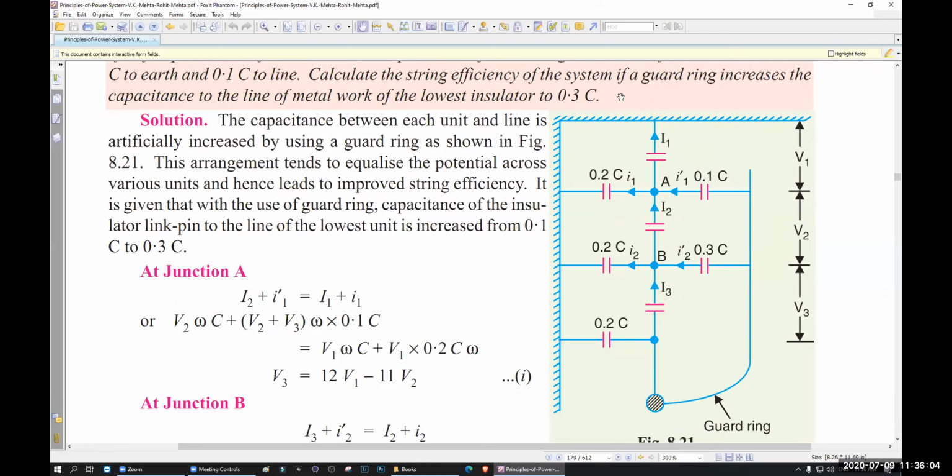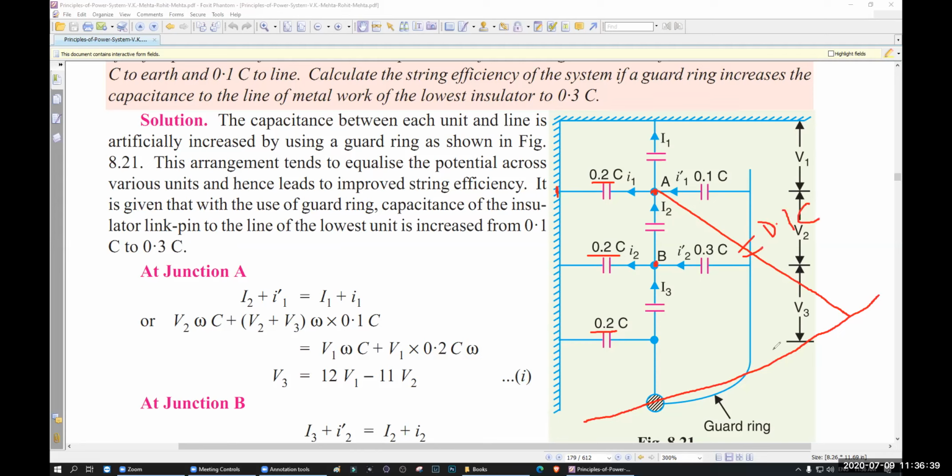That means see this one here. Previously, this is 0.2, this is 0.2, this is 0.2, from this point to earth. Line means what? You know your line is going like this, right? Your line is going like that. Now, this point to your tower, your capacitance is 0.2. This point to line, your capacitance is 0.1, right? This point to line, your capacitance is how much? 0.1.